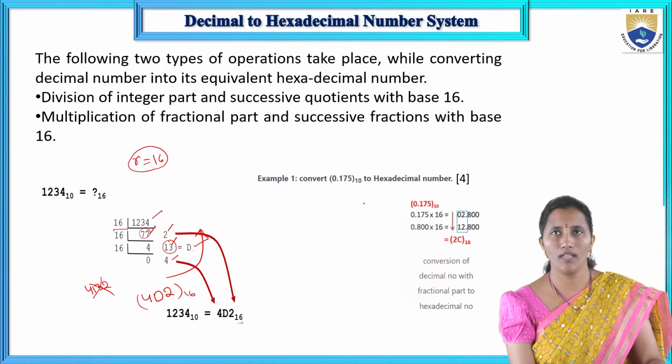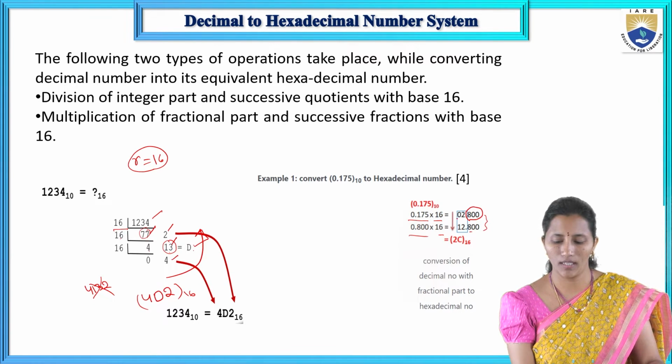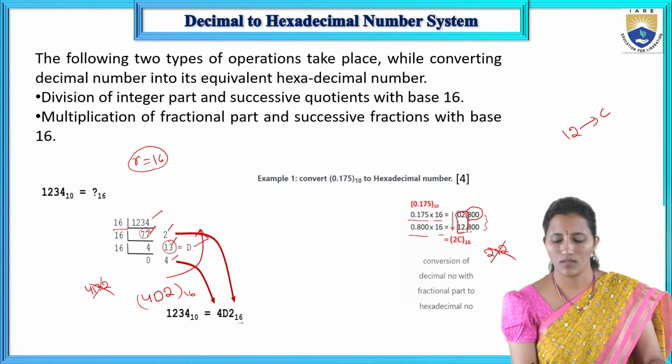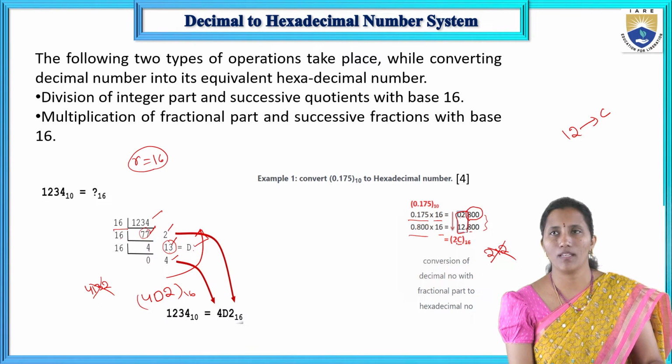For the fractional part, what we have to do? We have to multiply that fractional part by 16. You will get 2.800. Again, consider only the fractional part and multiply by 16. You are going to get 12.800. So both are the same. So stop here. We consider only the integer parts of these two, 2 and 12. So don't write 2 12, because 12 is represented in the hexadecimal number by C. So the second number is C.